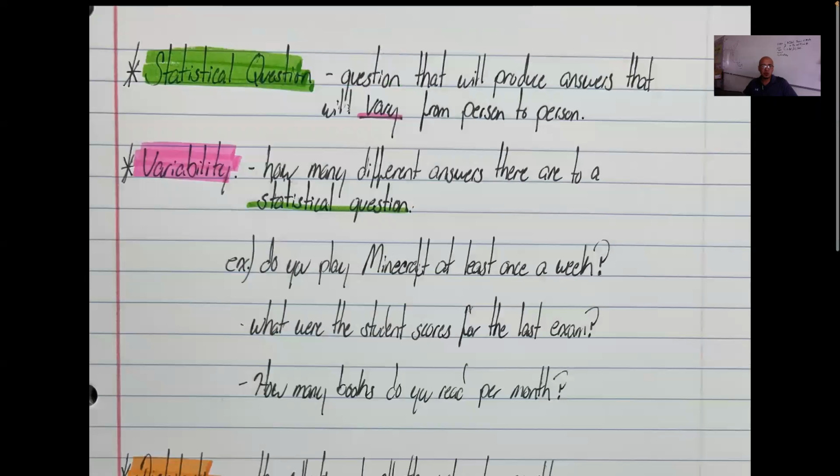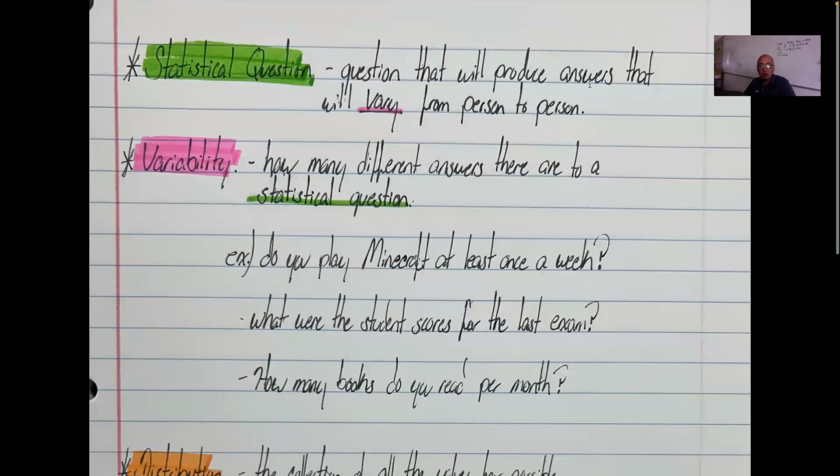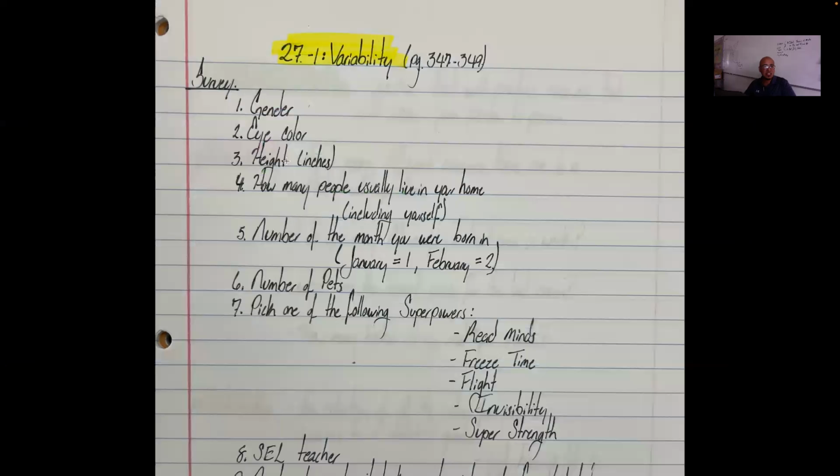A statistical question is a question that will produce answers that will vary, like variability, that will vary from person to person, or from situation to situation. So that word vary can mean that will be different, or they will differ. We will differ from person to person. And so knowing that, we can see that all of these questions are statistical questions.